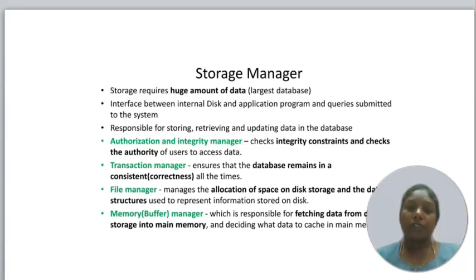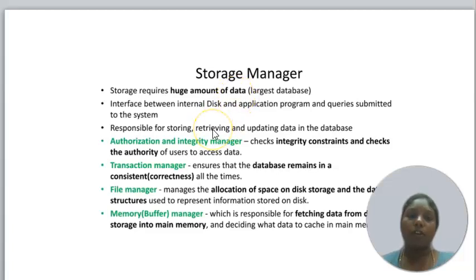Hi, continuing the database architecture: the storage manager. The storage manager handles the huge amount of data, so you have to connect it with accessing the data through your application programs and queries.